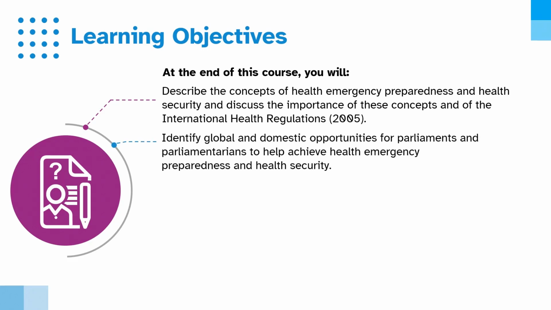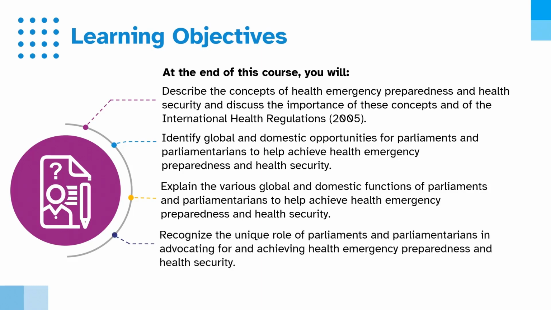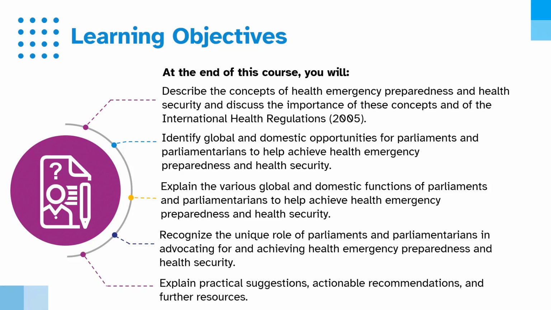Identify global and domestic opportunities for parliaments and parliamentarians to help achieve health emergency preparedness and health security. Explain the various global and domestic functions of parliaments and parliamentarians to help achieve health emergency preparedness and health security. Recognise the unique role of parliaments and parliamentarians in advocating for and achieving health emergency preparedness and health security. Explain practical suggestions, actionable recommendations, and further resources.